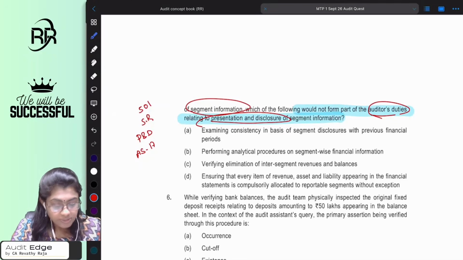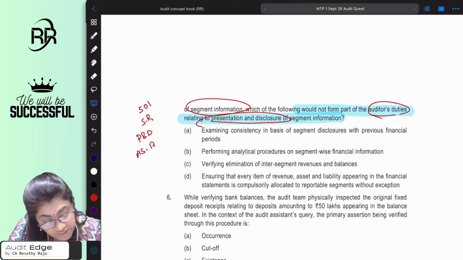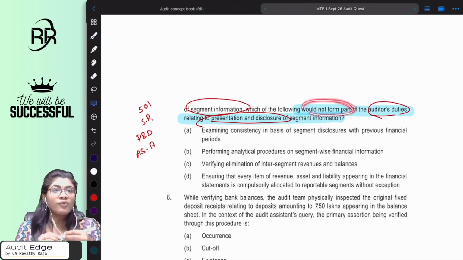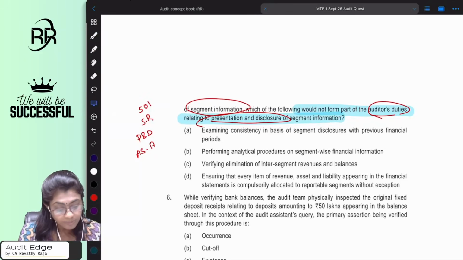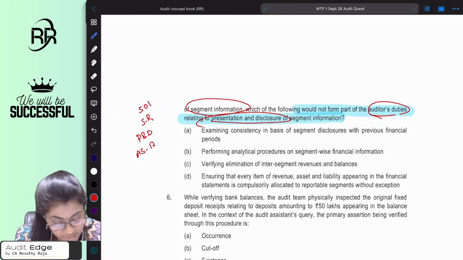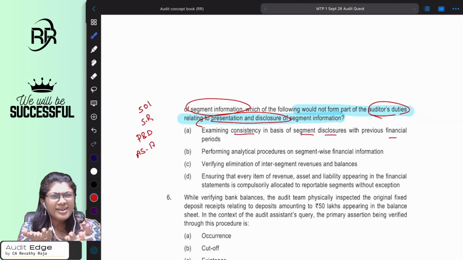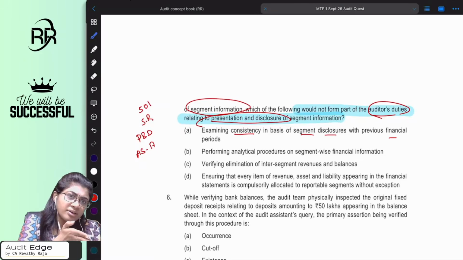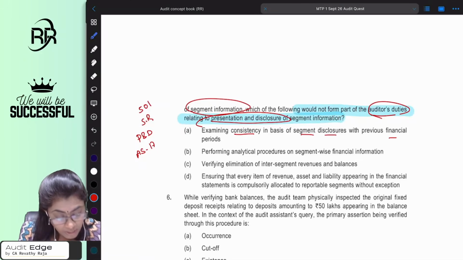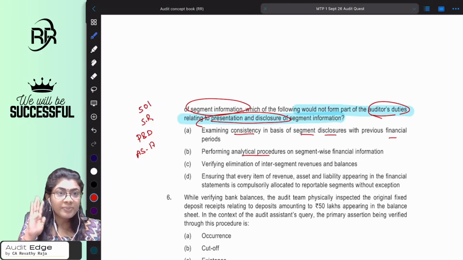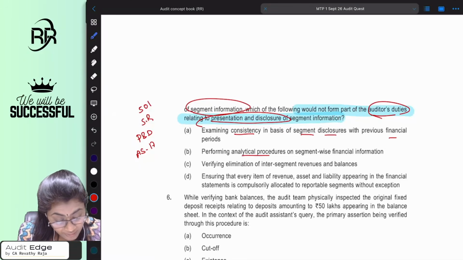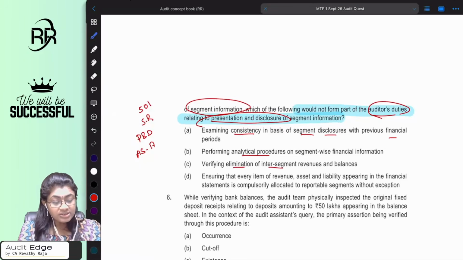Okay. So they have asked which is not the procedure of the auditor. First, examining the consistency of segment disclosure with the prior period. See, this is an analytical procedure where you check the current year segment with the prior period. Performing analytical procedures segment-wise.